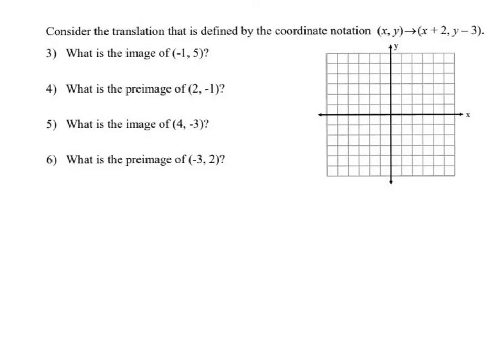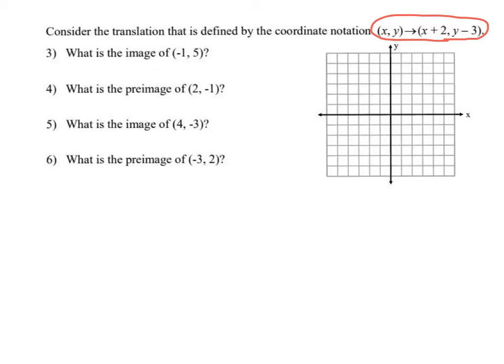In questions 3 through 6, we're dealing with the same translation for each of those problems. It's this one right here, which tells us to go from pre-image to image, we would be traveling to the right 2 and then down 3. And so some of the questions are asking us to find an image point, while others are asking us to find a pre-image point.